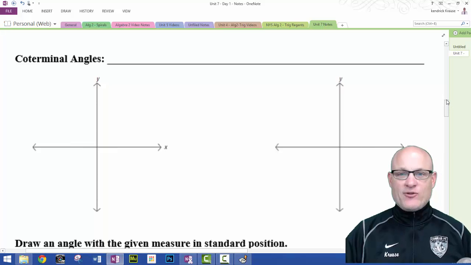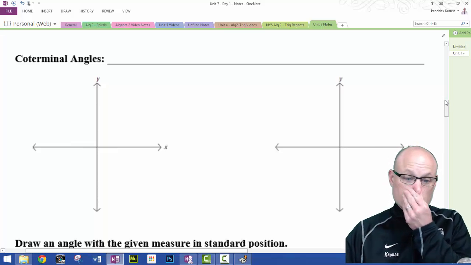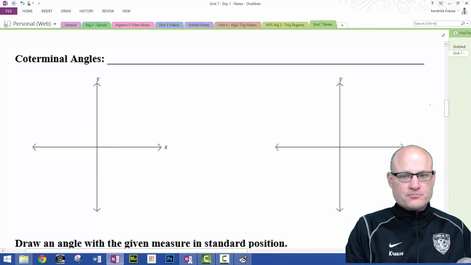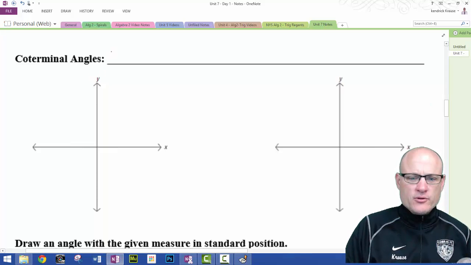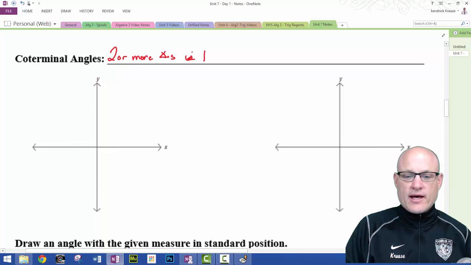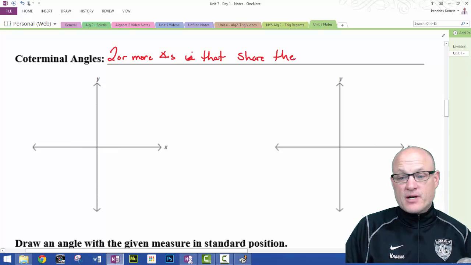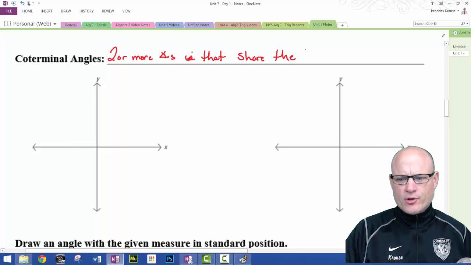Coterminal angles. If you're a co-champion, that means there's two of you that won. So coterminal angles are two or more angles that share the same terminal side.